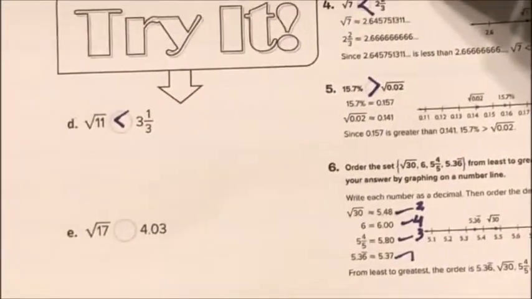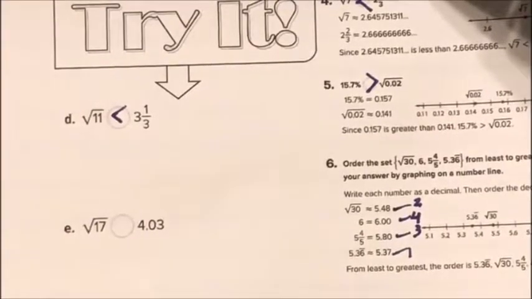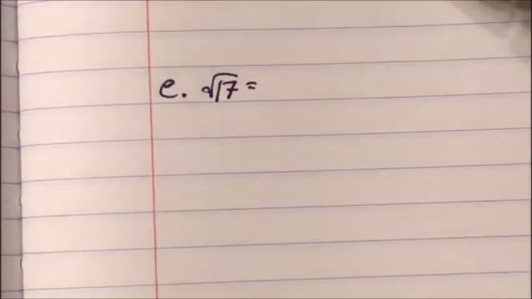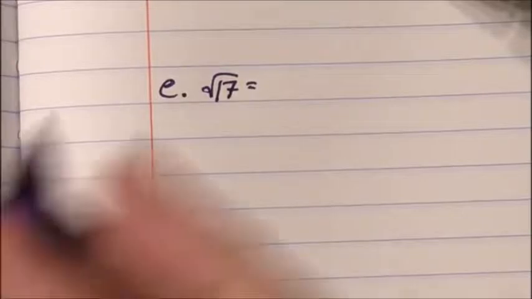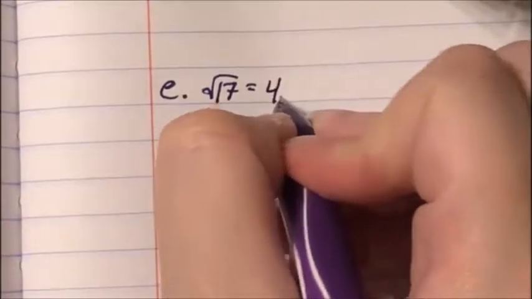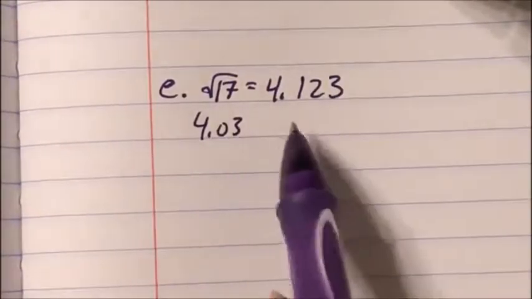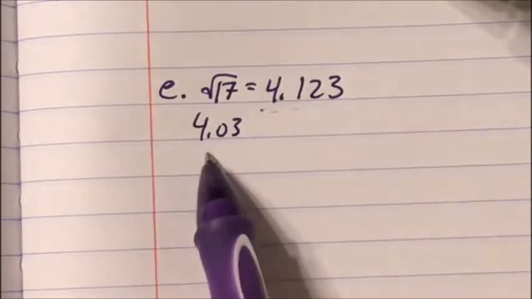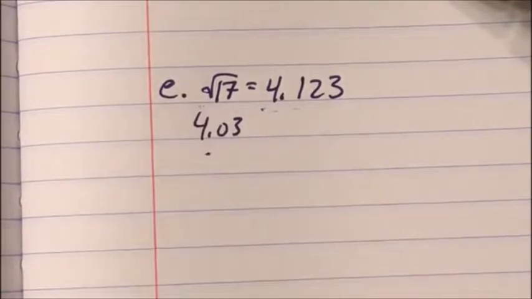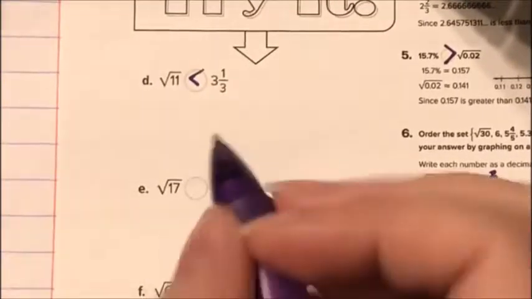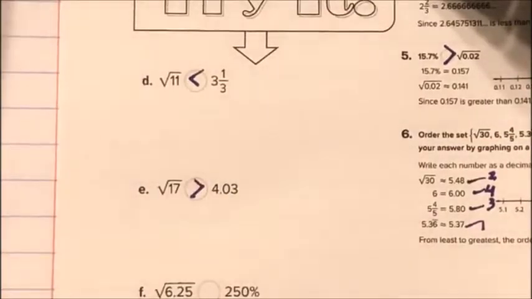All right. Letter E says the square root of 17 and 4.03. Square root of 17 is approximately 4.123, and 4.03 is already a decimal. When I look at these, this is bigger than this, so that means the square root of 17 is bigger than 4.03. So when I come over here, square root of 17 is greater than 4.03.